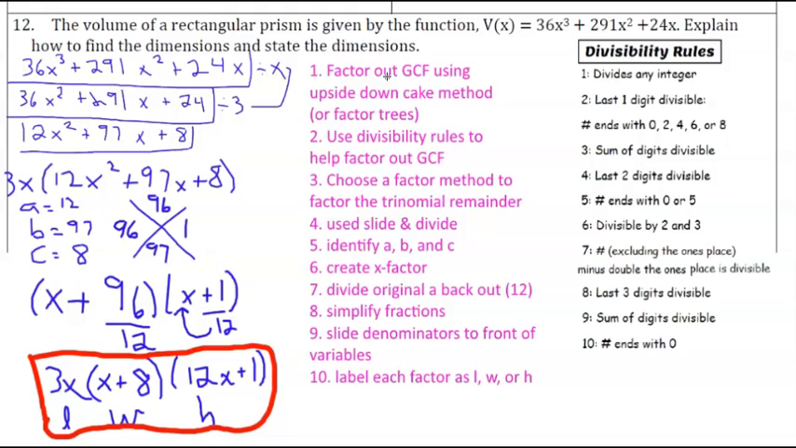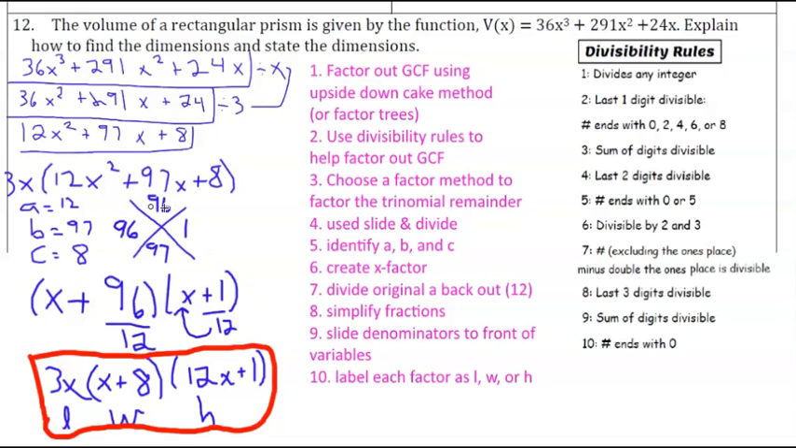So we factored out the greatest common factor using the upside down cake method. You could also use factor trees to do this. When we're pulling out the 3, we use the divisibility rules to help determine what numbers we can actually pull out.